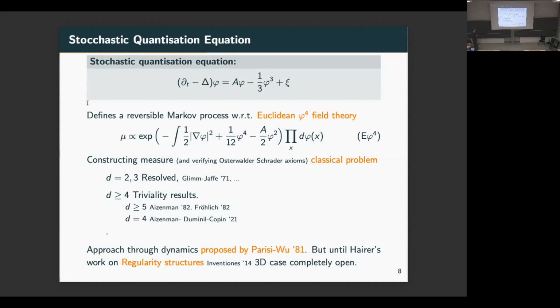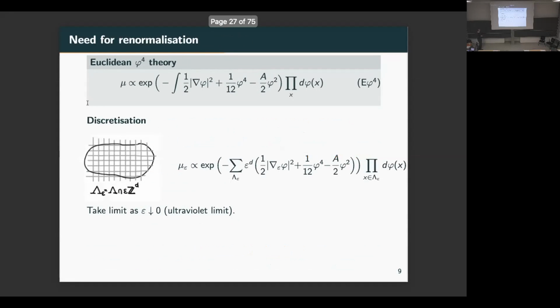But yeah, I want to tell you a little bit more about this measure, and I want to talk about renormalization. Again, this is sort of the classical picture, without dynamics, so that has been known.